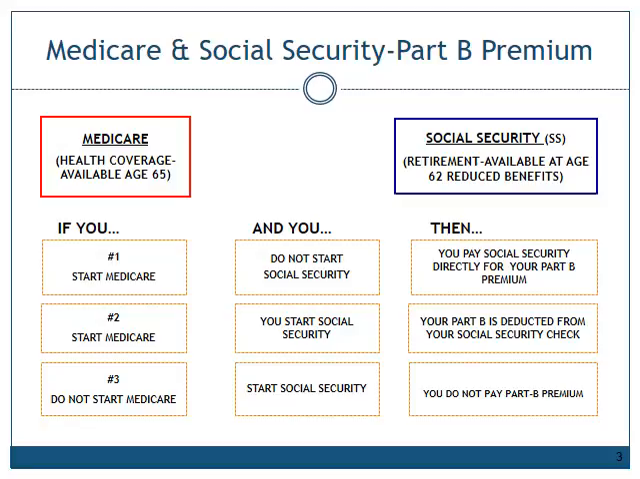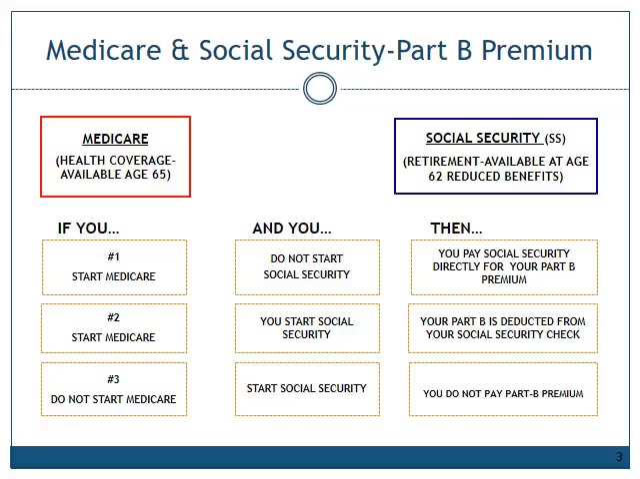Medicare and Social Security, Part B Premium. Medicare is health coverage available at age 65. Social Security retirement is available at age 62 with reduced benefits. Here's how it all breaks down.